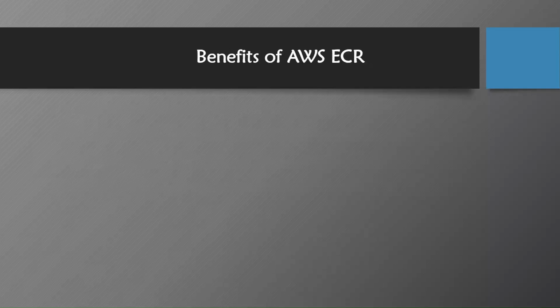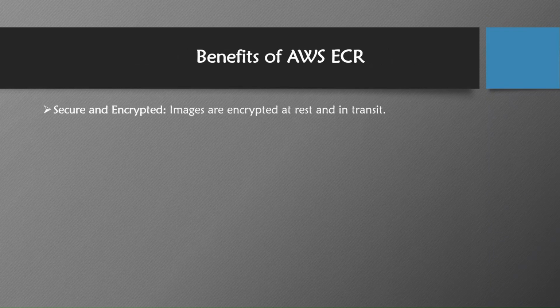So the next concept we have is the benefits of AWS ECR. The first benefit is that it is secure and encrypted. Images are encrypted at rest using AWS Key Management Service, that is KMS. Images are encrypted in transit with HTTPS to ensure secure transfer.